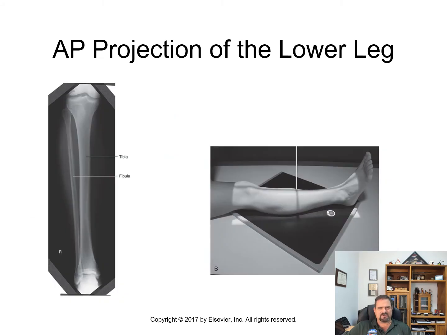All right, AP projection of the lower leg. This is your anterior posterior projection. Notice that the IR is used corner to corner so we can maximize the length of the projection itself, so we can get a full representation of the tibia and the fibula. This is your X-ray image here. It's pretty good. Looks good to me.